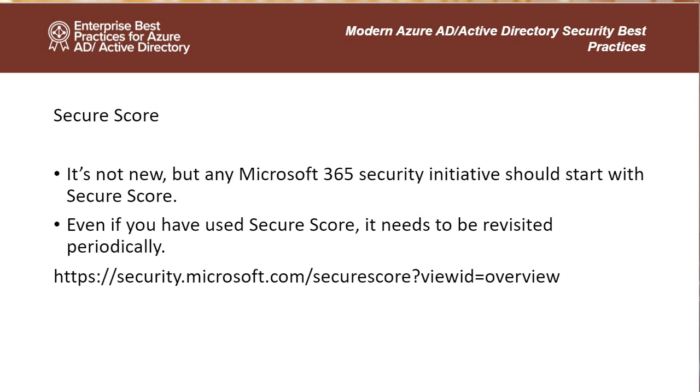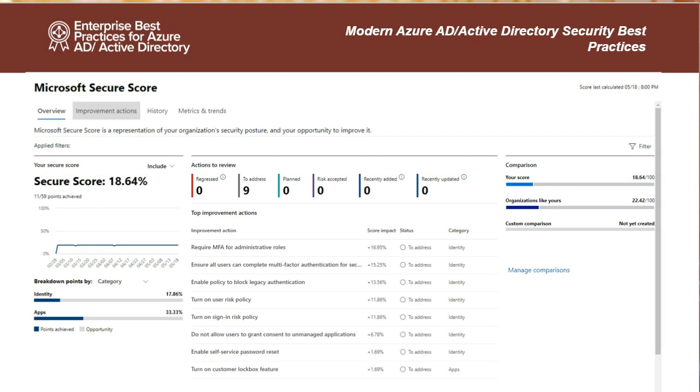So Secure Score is an element of Microsoft 365, which runs on Azure AD. What it does is it takes a look at the way that your environment is configured, and it gives you a numerical score. That score is expressed as a percentage that is a reflection of points accumulated by performing certain security objectives. Here's what it looks like for anybody who may not have seen it.